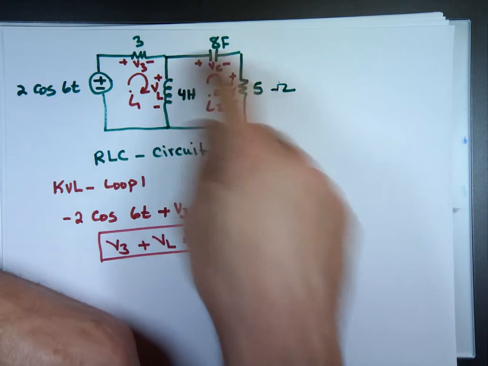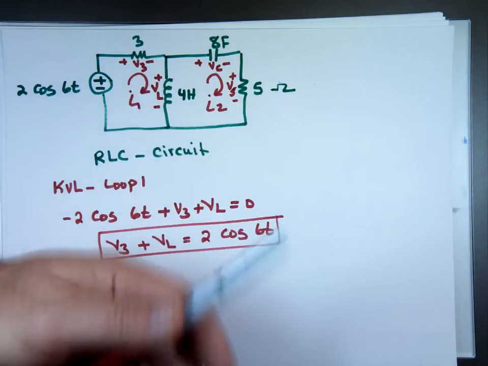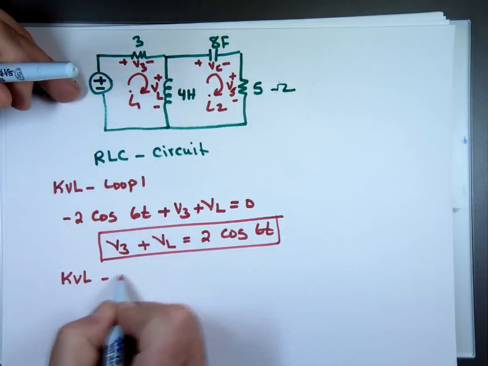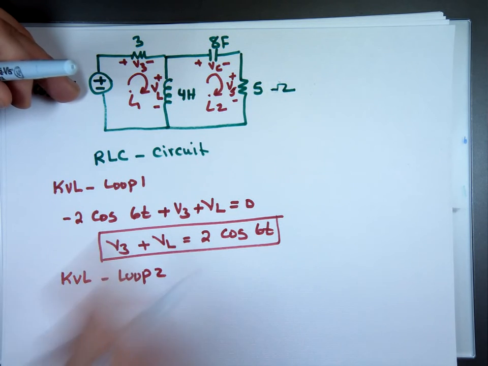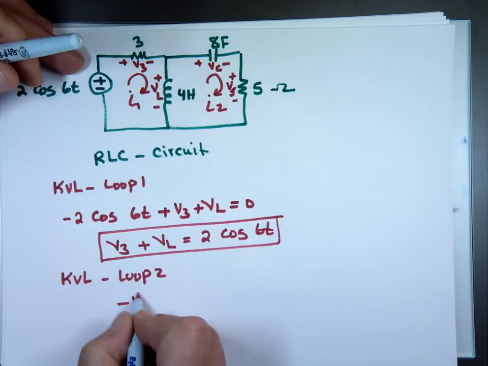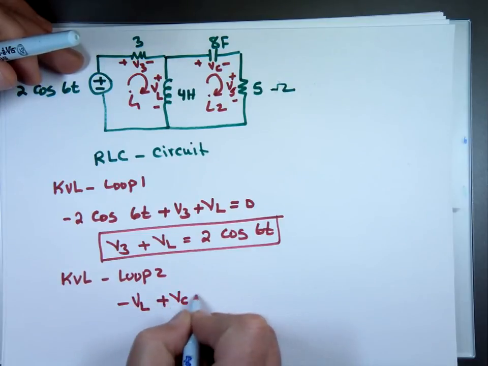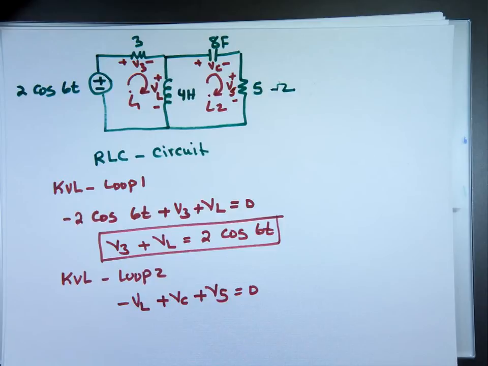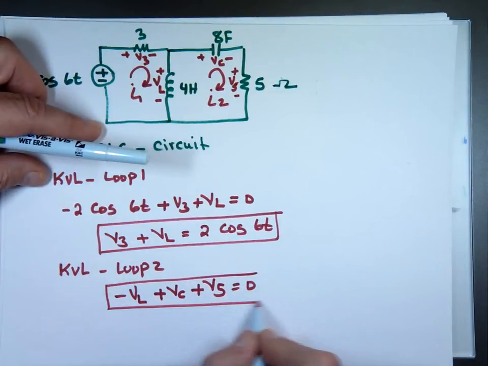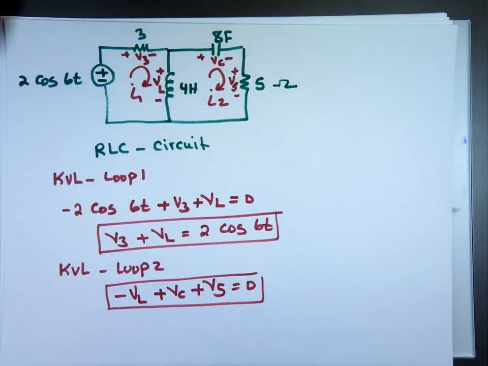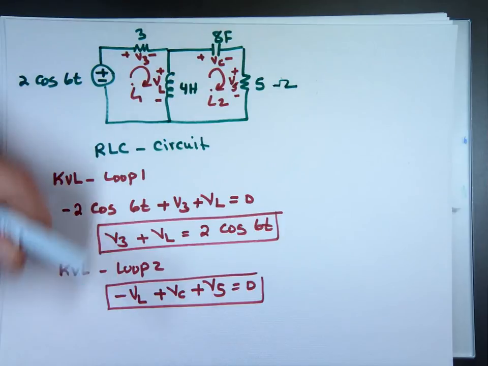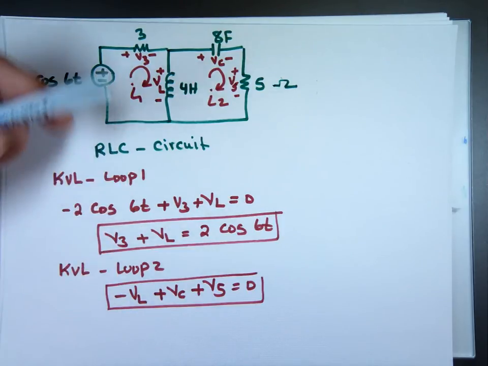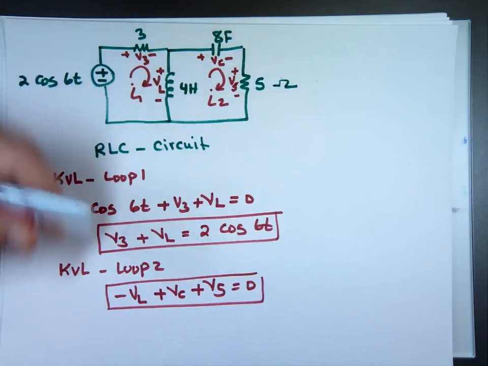If I do KVL in the second loop, I have negative VL plus VC plus V5 equals 0. I got a problem. How many unknowns do we have altogether? 4. How many equations do we have? 2. I know what some of you are thinking: what about taking the outside loop? Still not going to help me. The maximum you're going to have is 3 equations by 4 unknowns. There's no way you can solve it.